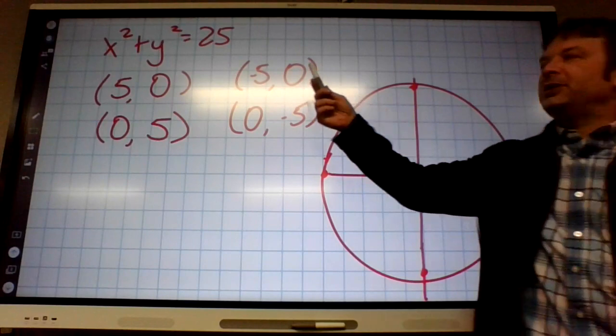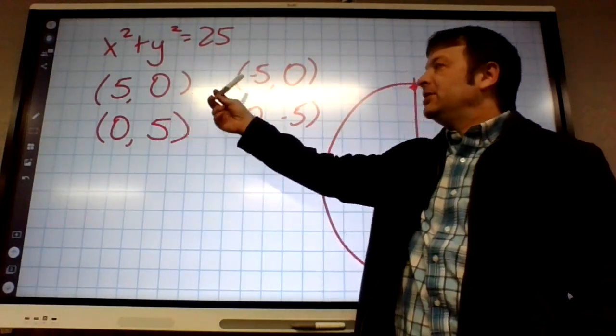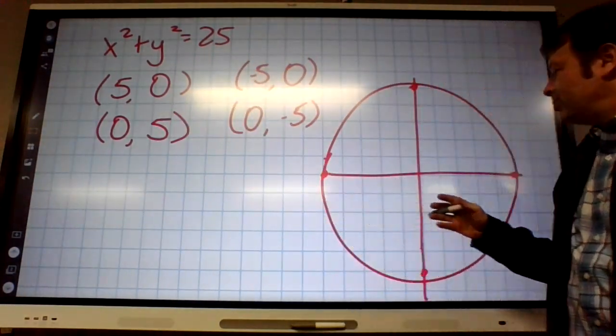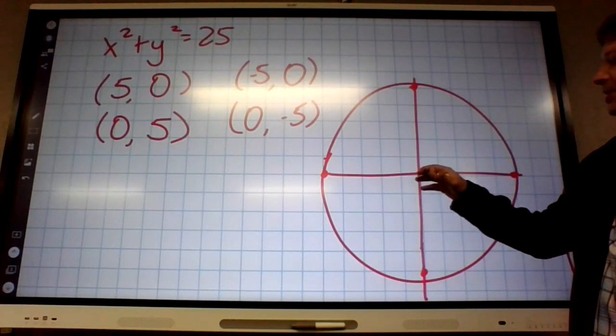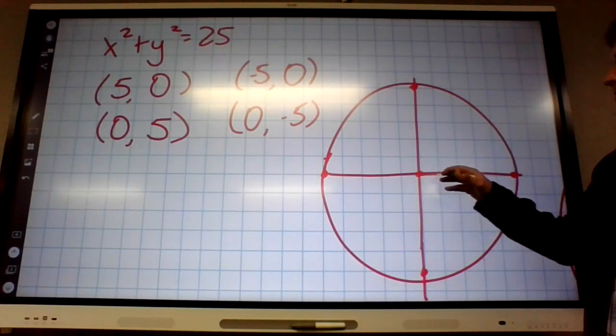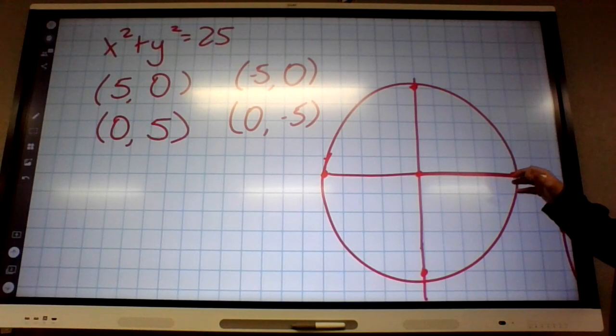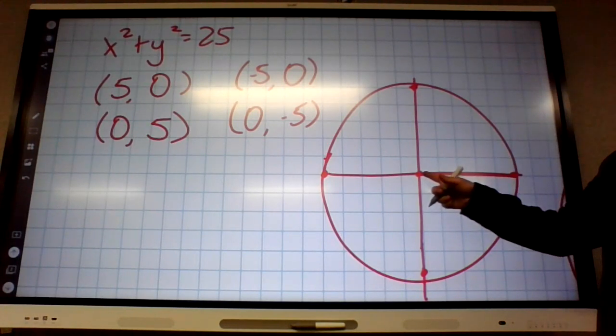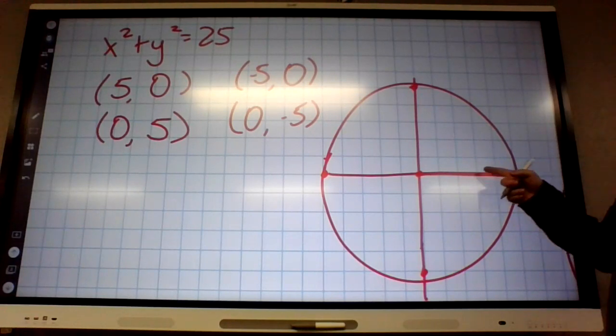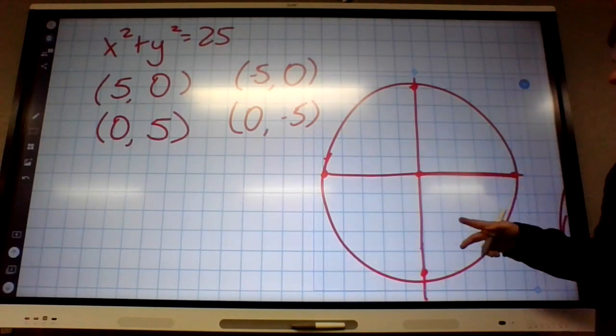This equation creates a circle when you graph it. Now, what is the radius of the circle? 5. Okay, 0, 0 is the center. The radius is 5, because it's 5 to the edges.